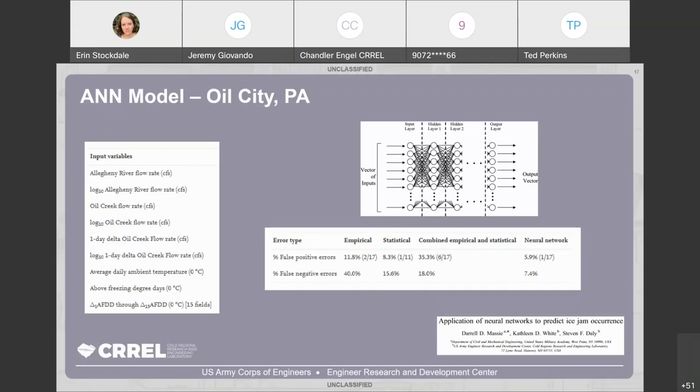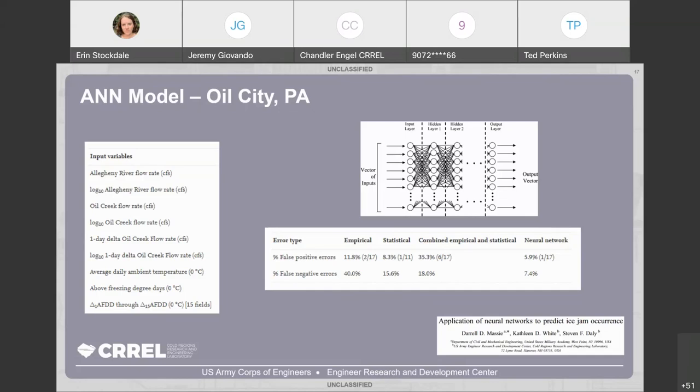So the classification developed here was with an artificial neural network, but there's others such as random forests and support vector machines. These can be effective, and in this case, they demonstrated that the neural network did a better job at predicting ice jams than purely empirical or purely statistical or combined traditional models. The neural network performed better, so that's promising.